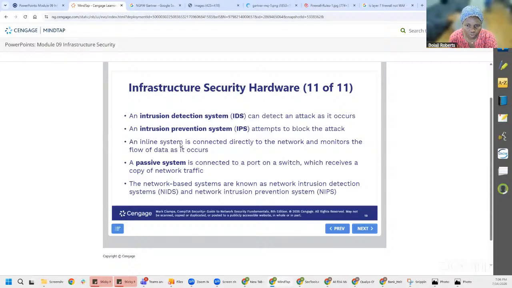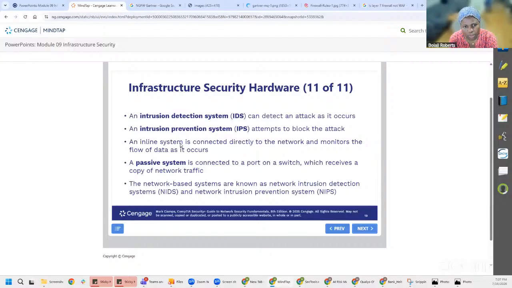For example, IDSs are working in a monitoring mode. So they receive a copy and just alert. They are unable to prevent, right? So they are passive. But IPSs need to be in line so as to be able to detect and prevent.